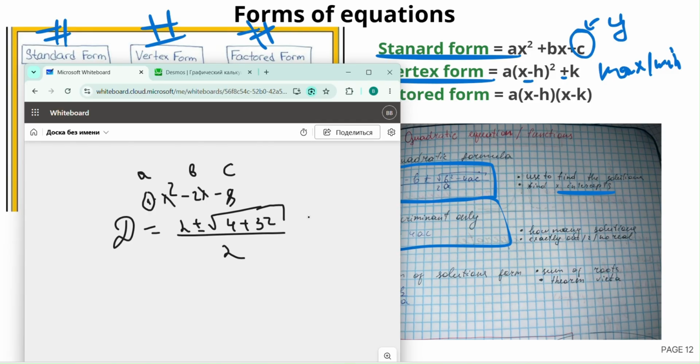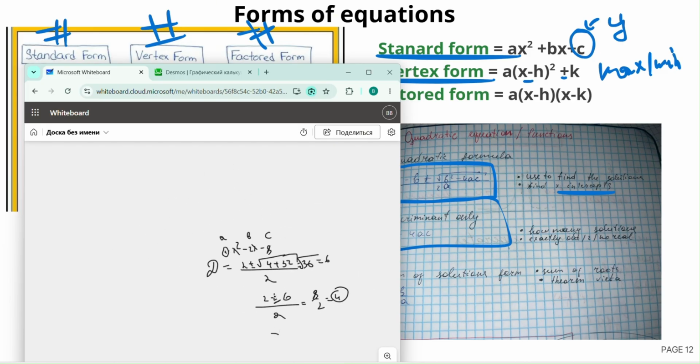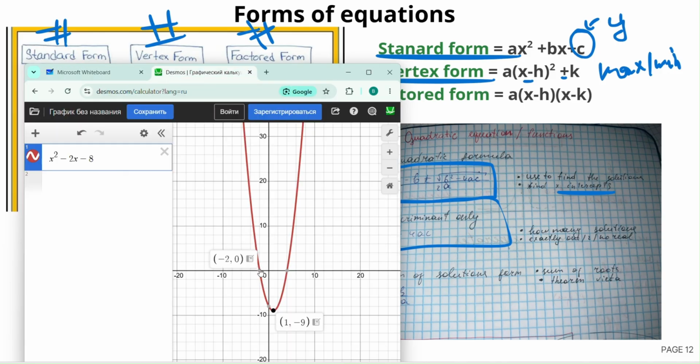So if you want to simplify this, we can have 2 solutions. From this, it will be 36. From the root of 36, we will get 6. 2 plus minus 6 over 2. It will be 8 over 2, which means 4. One solution is 4. And our second solution is 2 minus 6, which is minus 4 over 2, which means minus 2. Here it is. So we've got the same thing as with the help of Desmos, minus 2 and 4.